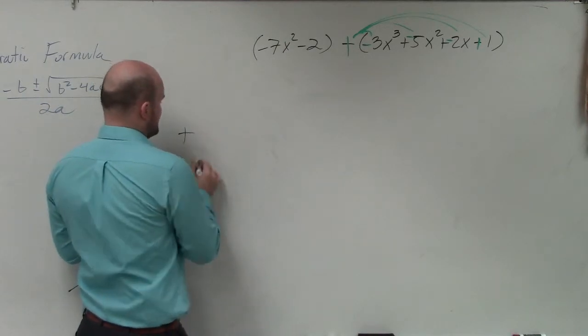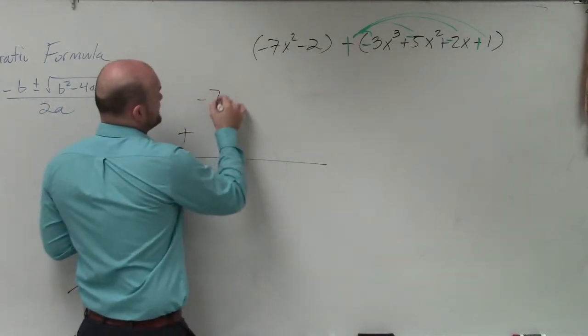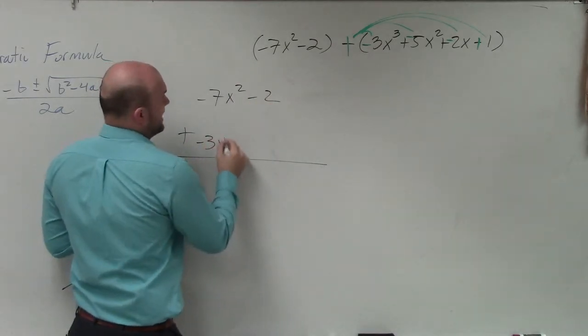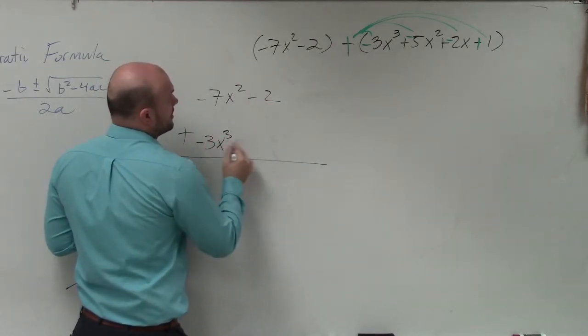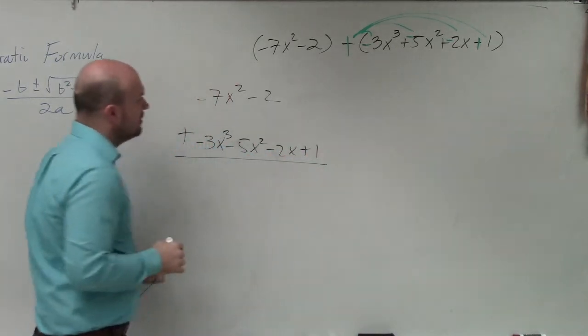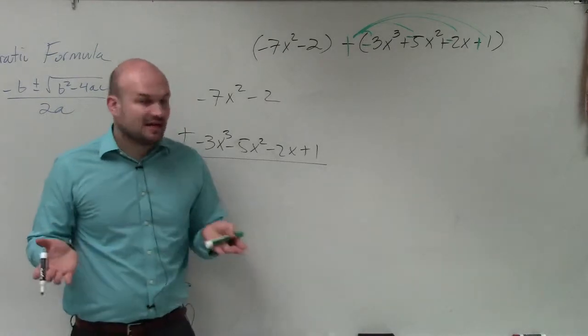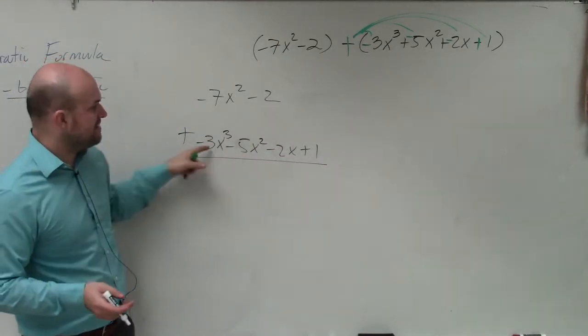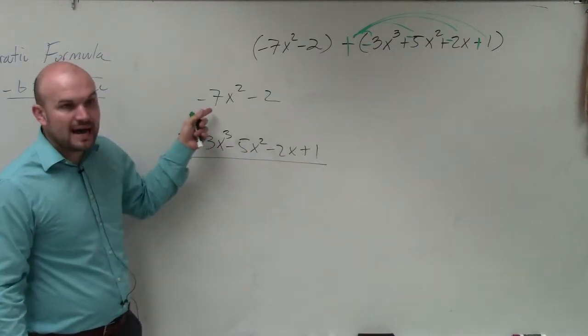Now, let's come up to another problem when we try to do it the vertical method. So now I know I have an addition problem, which is cool. So I only have 7x squared minus 2. And then over here, I have negative 3x cubed minus 5x squared minus 2x plus 1. Well, ladies and gentlemen, this can sometimes be kind of confusing to align everything, because you guys can see I'm subtracting something that has many more values, right, than the top.